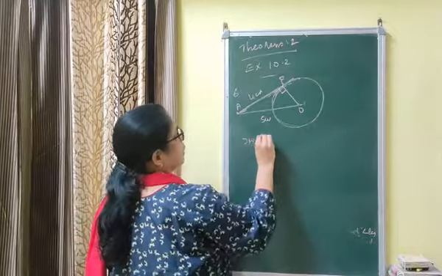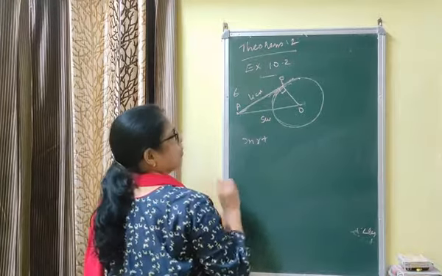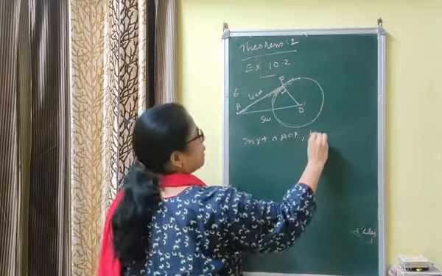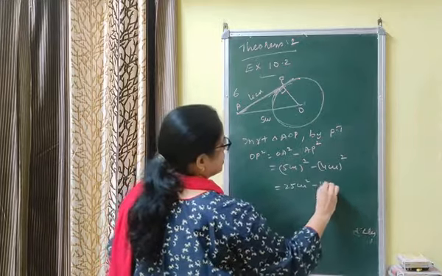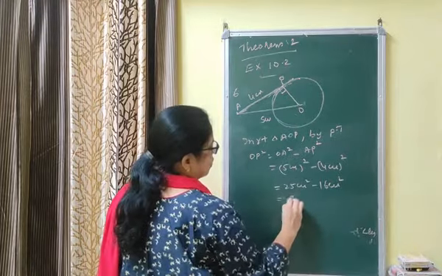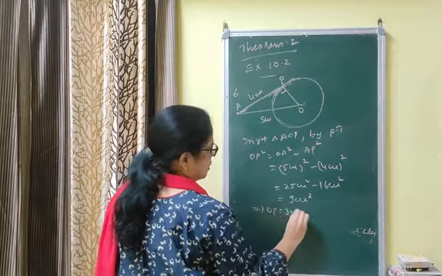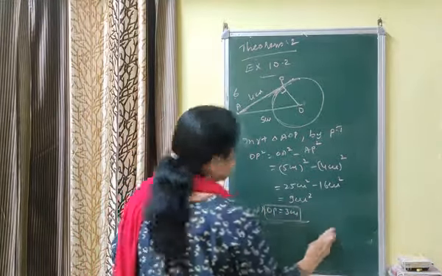You know OP is perpendicular to the tangent AP by theorem 1. In right triangle AOP, by Pythagoras theorem, OP square is equal to OA square minus AP square, that is 5 centimeter whole square minus 4 centimeter whole square, that is 25 cm square minus 16 cm square, that is equal to 9 cm square. Implies OP is equal to 3 cm. This is question number 6.